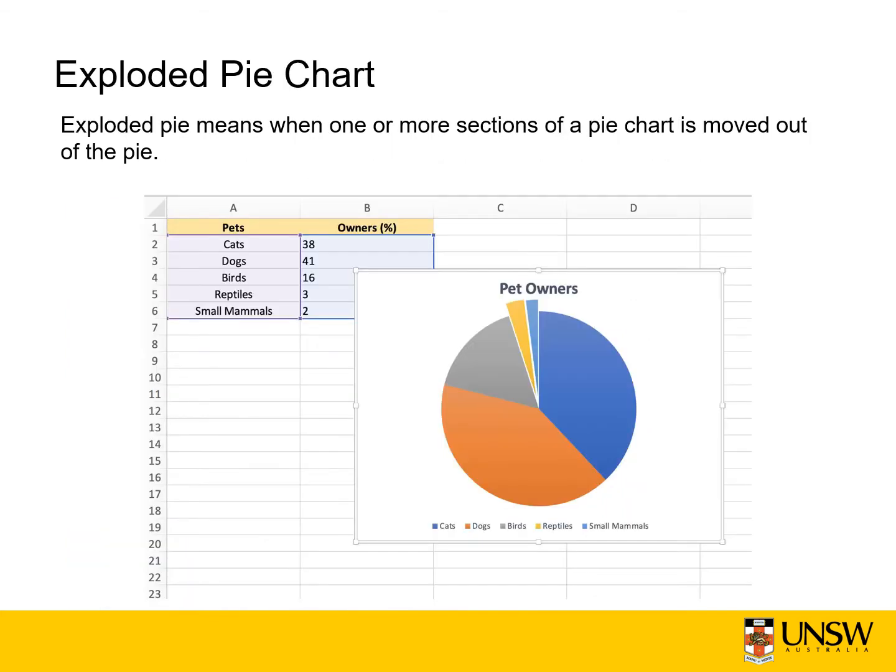If you want to attract users' attention to the important part of your data in your pie chart, you can move that section slightly out of the pie, which is called an exploded pie chart. In order to do this, simply select the desired part of the pie and use drag and drop.